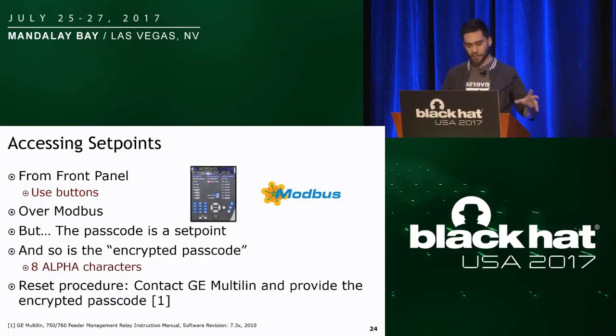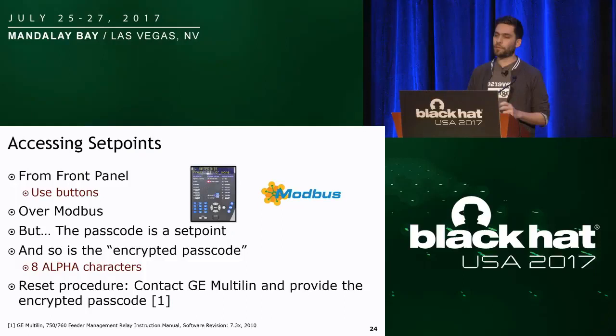But this device treats the passcode itself as a set point. And it also treats the encrypted passcode as a set point. Now, the encrypted passcode, you can think of it like the ciphertext. It's the result of applying an encryption algorithm on the passcode and deriving the ciphertext. While the passcode is 8 digits, 8 numerical characters, the encrypted passcode consists of 8 alphabetical characters.